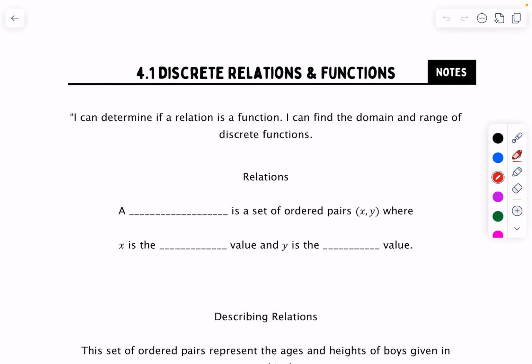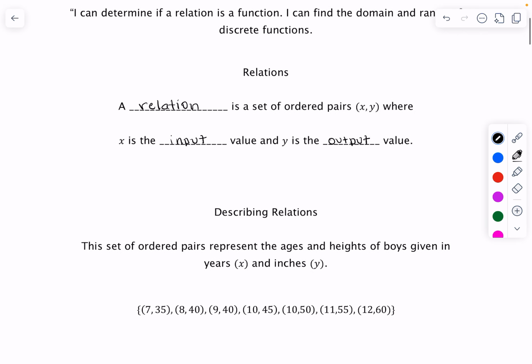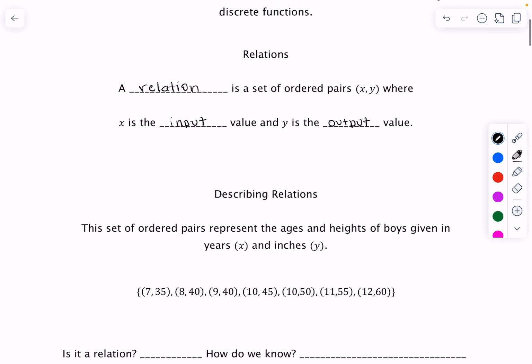And a relation is, we're going to fill this out here. A relation is just a set of ordered pairs, an x and a y, where x is called the input and y is called the output. So if I have the coordinate pair 3, 7, 3 would be my input and 7 would be my output, okay? It's like we're looking for what the y is when we have the x. That's just a relation, very simple.